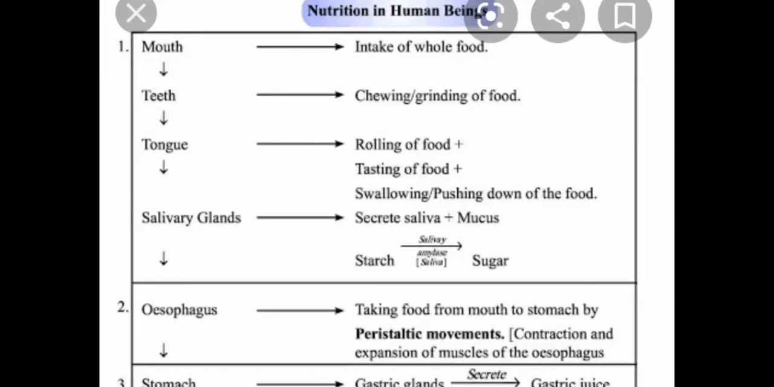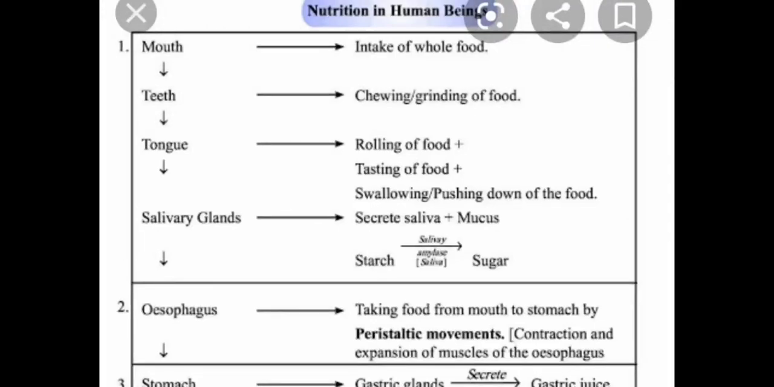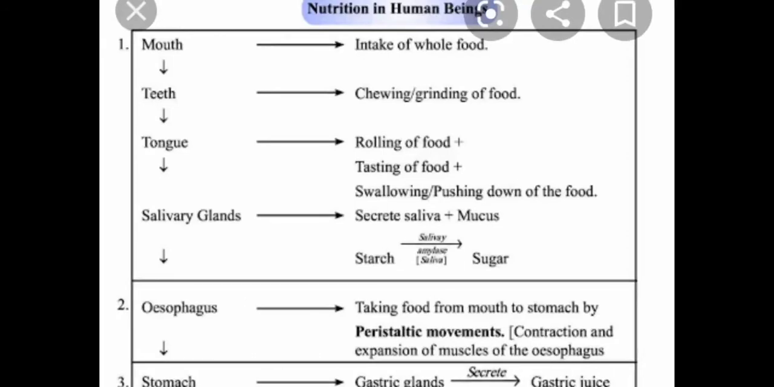The salivary glands are located below the tongue, and they secrete one juice called saliva, and they also secrete another juice called mucus. That mucus protects the mouth from the acidic medium. And the starch which is present in the food is converted into sugar, or broken into simpler substances. This process is called digestion, which takes place in the mouth, and this is done by one enzyme in the saliva called amylase.